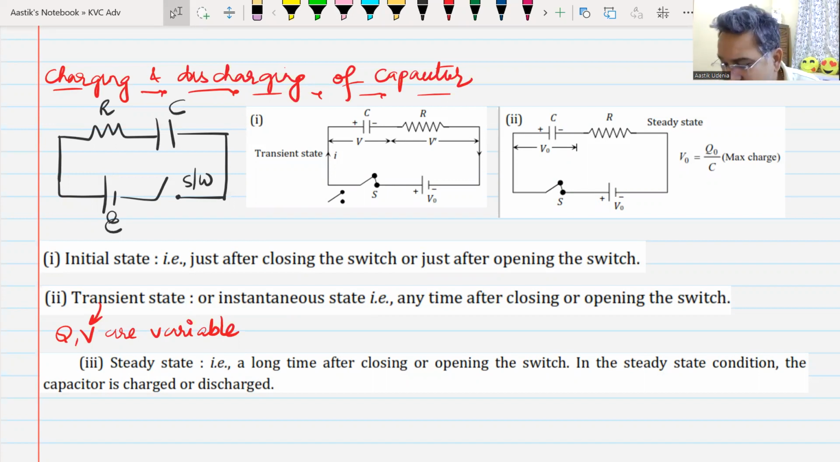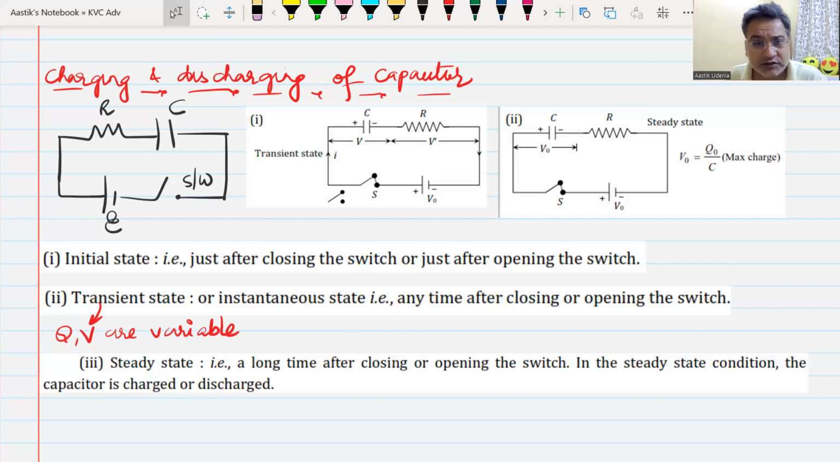There is a resistor. Every wire has resistance, so even if I don't have any resistor, whatever wire we have will have some resistance. That will be the resistance of the circuit. This becomes an RC circuit. I put the switch on. The initial stage is the stage where the switch is just switched on.